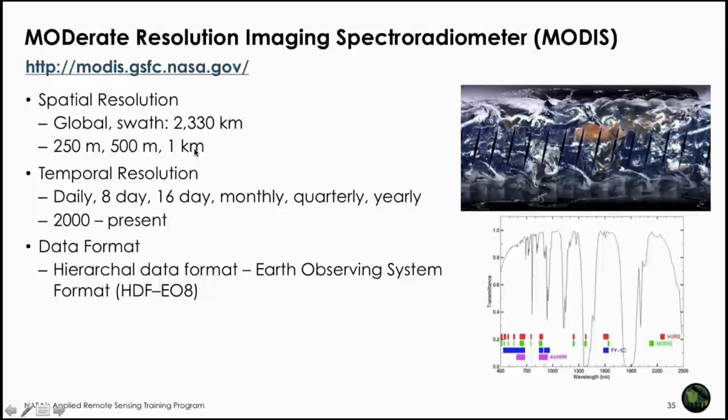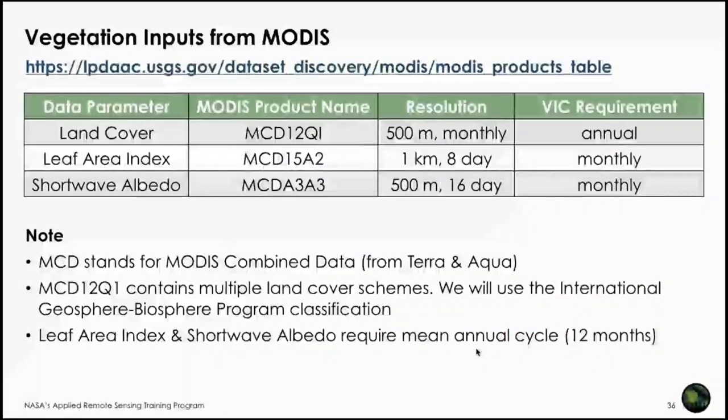on which bands. There are multiple bands observing land and atmosphere. Data are available, some on daily, 8-day, 16-day, monthly. These are different temporal resolutions for different data sets. And then they're all in HDF format. These are just information about MODIS bands. But MODIS provides products, land cover, LAI, and albedo. And these are the product names.